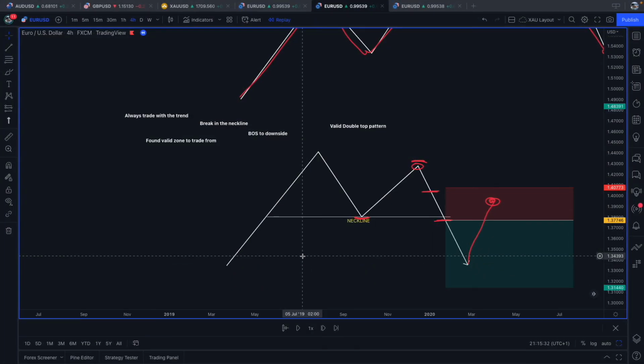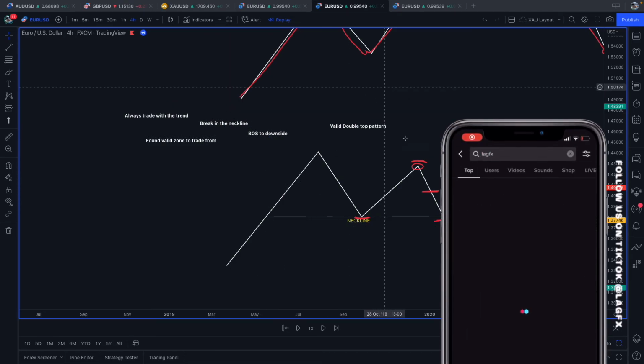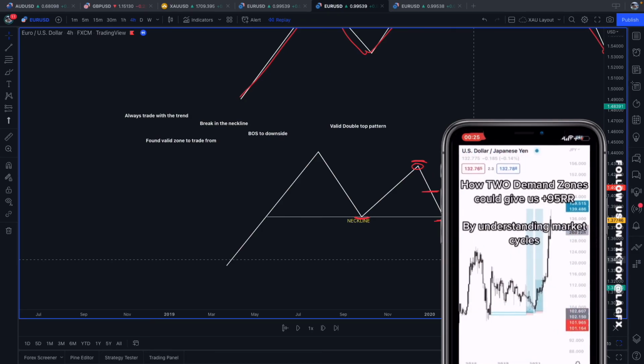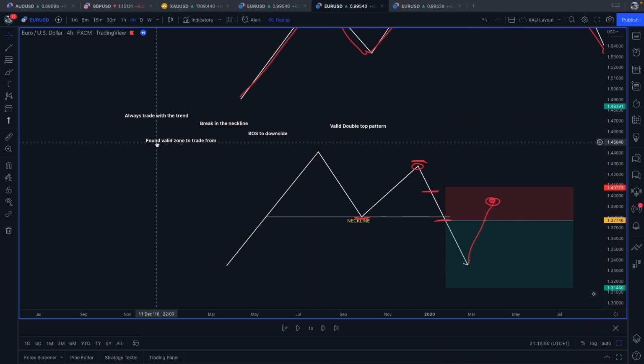Now, before I do end the video, I just want you to take note of these 5 things here. So always trade with the trend. Wait for a break in the neckline or a break of structure to the downside or upside, depending on whether it's a double top or double bottom. Make sure that you have found a valid zone to trade from, so a valid zone where price can pull back into, where you can look to enter. So use that Fibonacci retracement tool, use your knowledge of order blocks, and always ensure that price has produced that M shape or that W shape, depending on whether you are looking at double tops or double bottoms.